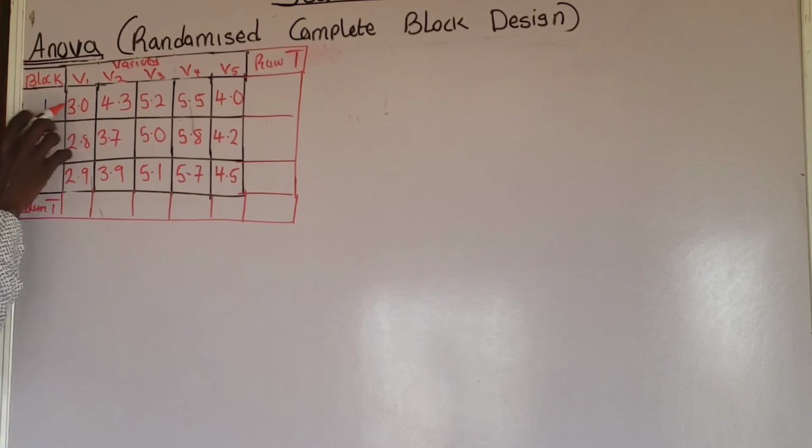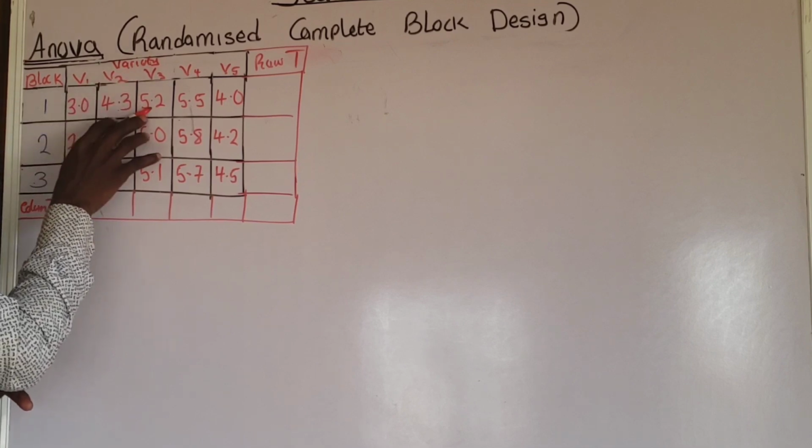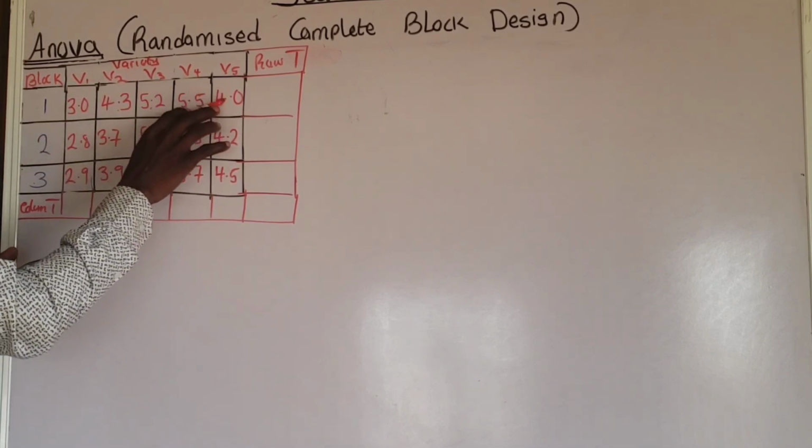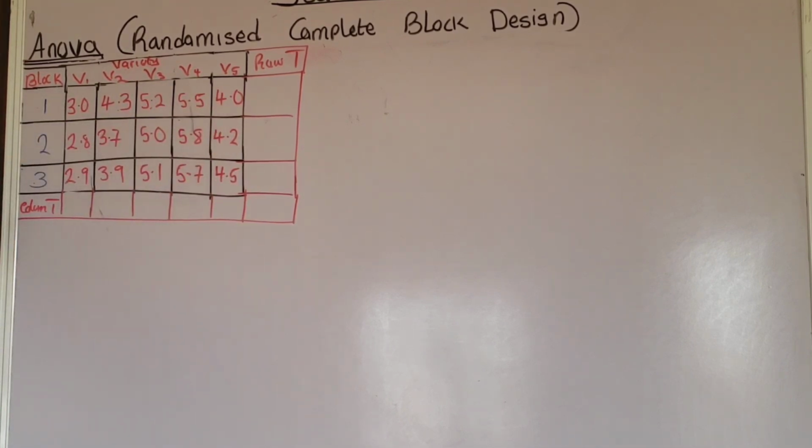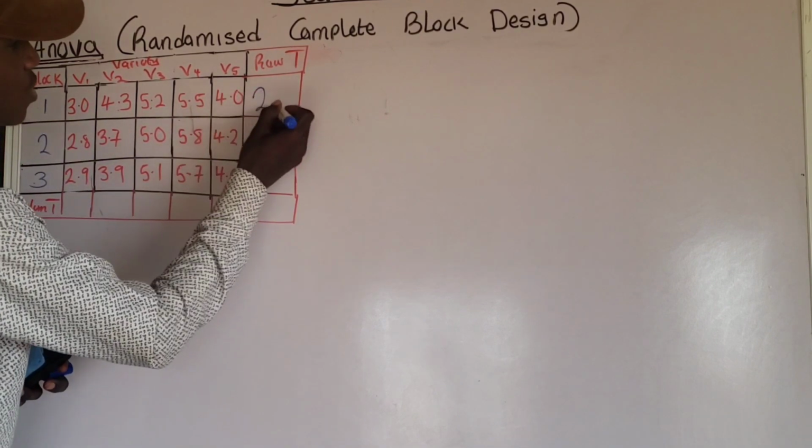So let's take the sum of the first row. The first row is for block. In this question, the first row is for block. This is block 1. The sum is 3.0 plus 4.3 plus 5.2 plus 5.5 plus 4.0. That will be 22. So the value of these cells is 22. So here I'm going to have 22.